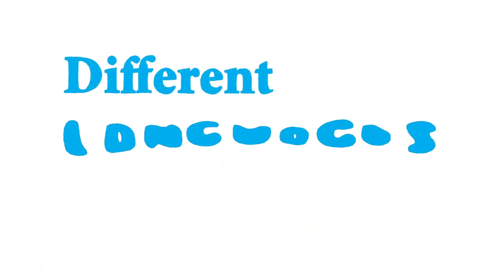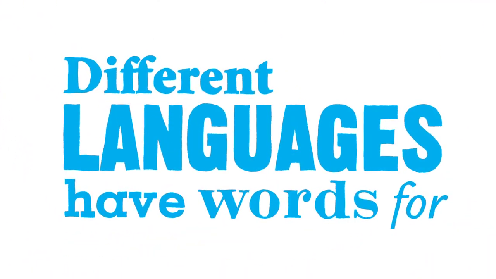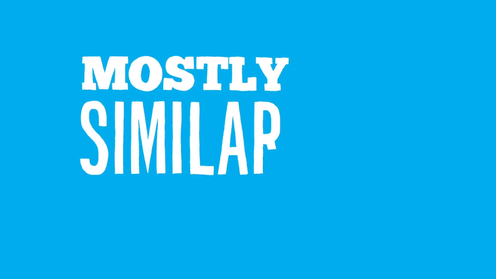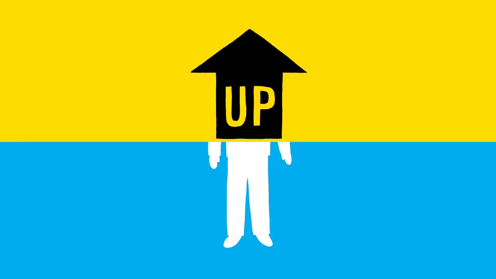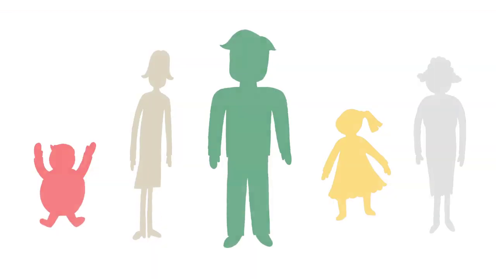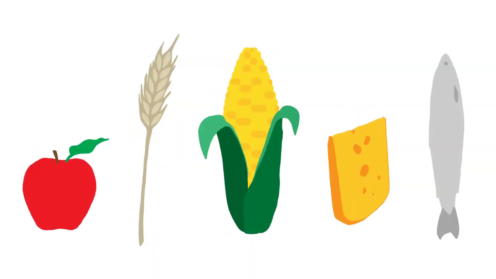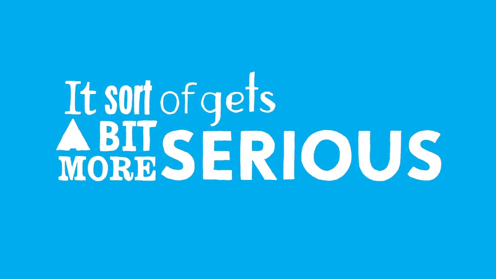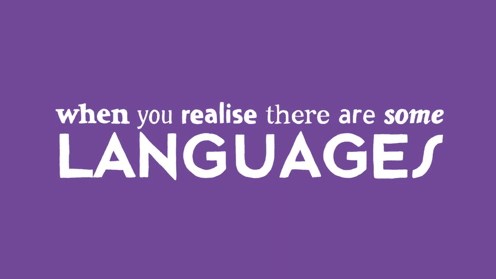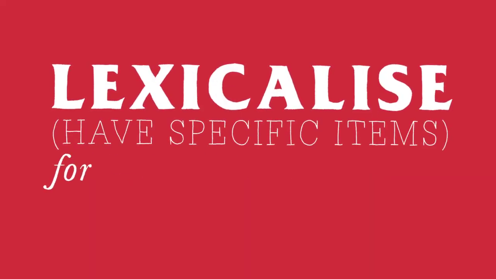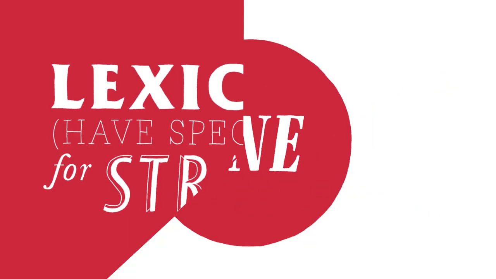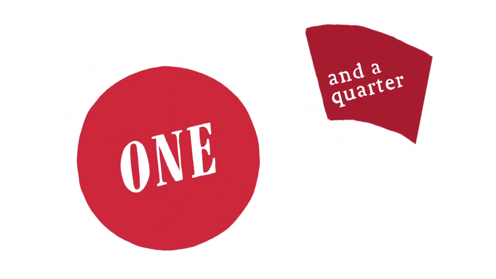Well, different languages have words for mostly similar kinds of things. I mean, because we're all human, we have words for legs and arms and hands, and we have words for up and down, and we have words for family relations, words for food, and so forth. But it gets a bit more serious when you realize there are some languages that lexicalize, or have specific items for, strange things like the number 1 1/4. Why should you have a word for number 1 1/4?